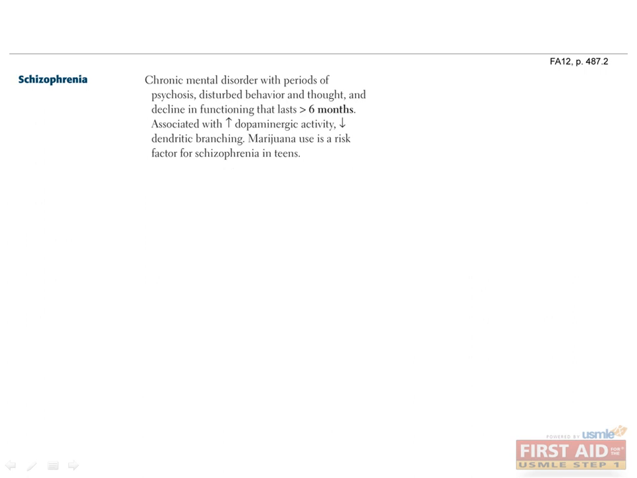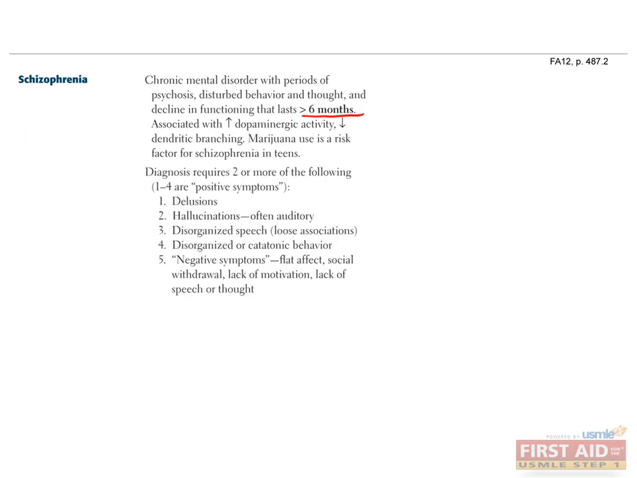Generally speaking, schizophrenia is a chronic mental disorder defined by periods of psychosis and disturbed behavior and thought that last for greater than 6 months. To make the diagnosis, you are required to have a minimum of 2 of the following 5 symptoms: delusions, hallucinations, usually auditory, disorganized speech, often involving loose associations, disorganized or catatonic behavior, and negative symptoms such as flat affect, social withdrawal, lack of motivation, or lack of speech or thought.